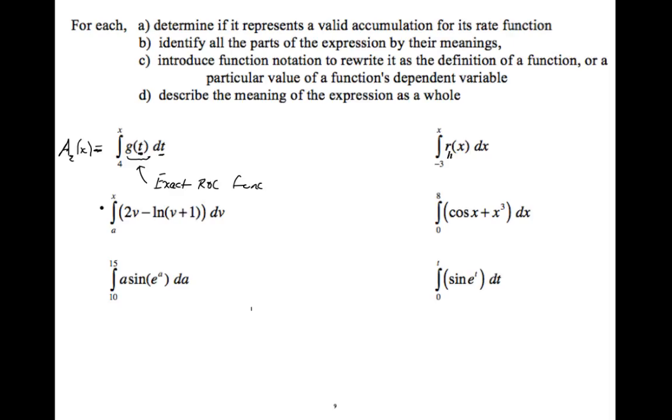Okay, so we identified the exact rate function. Can you identify what all that is representing? What is all that representing? Tell the person next to you. Go. What is all that representing? G of t times dt. Tell the person next to you.